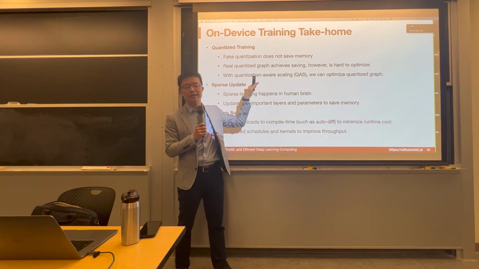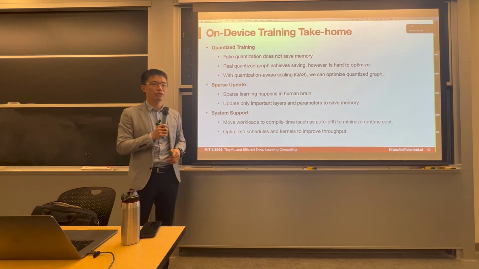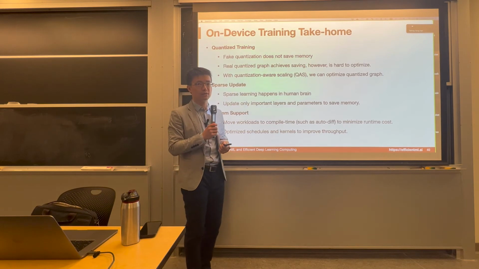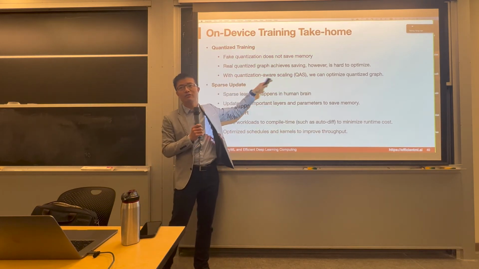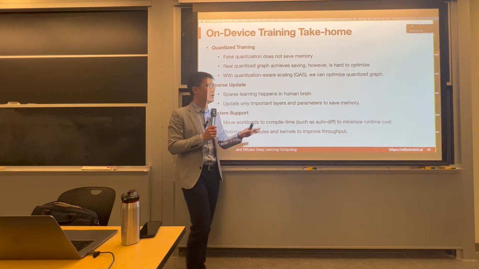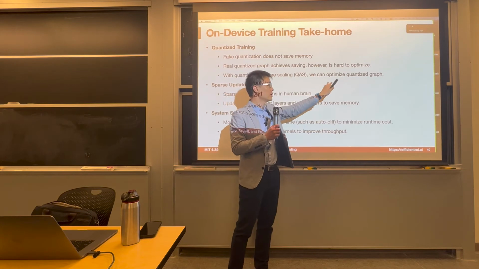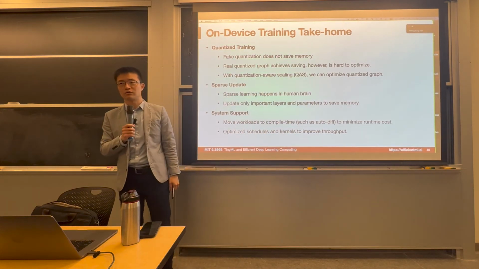The difficulty is actually coming from the mismatch between the gradient for the weight and the gradient for the bias, due to the scaling factor. So with quantization-aware scaling, which is very simple, no hyperparameter tuning, just 1 or 2 lines of code, you can actually make it converge. Okay, make quantized, directly optimize those quantized graph.